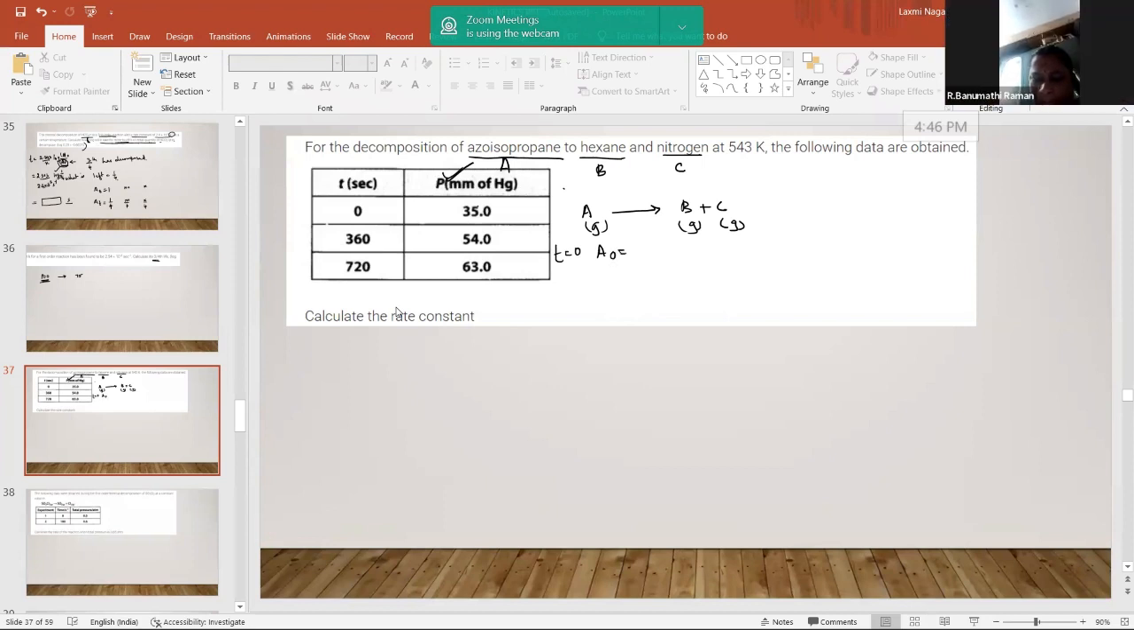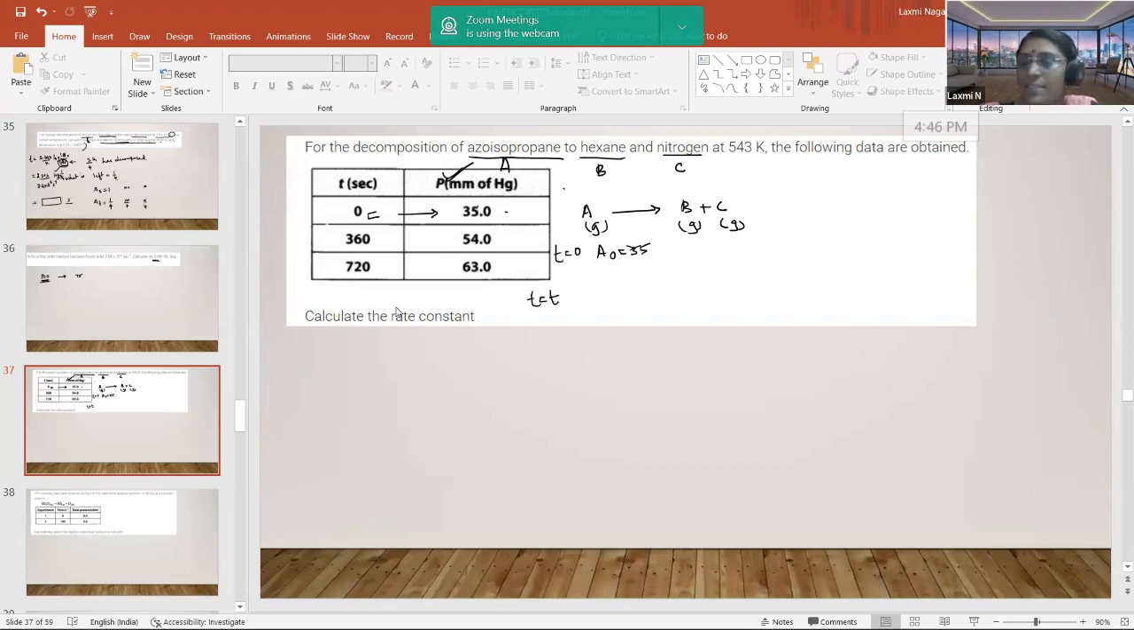And this A naught is how much? It is expressed in terms of, at T equal to 0, the pressure is 35. So it is 35 mm of Hg. Sorry, 35. It is 35. So after some time has passed, what would happen?